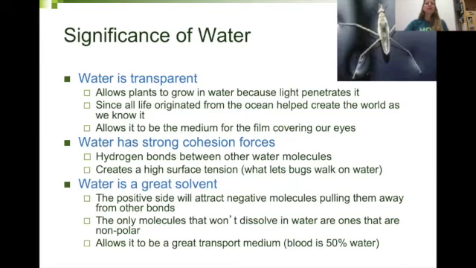It has very strong cohesion forces. So hydrogen bonds between other water molecules allow it to have this strong kind of surface film almost, if you think about it. And that's why bugs can walk on water. It's a great solvent. The positive side will attract negative molecules, pulling them away from other bonds. It's a home wrecker. The only molecules that won't dissolve in water are the ones that are nonpolar, and it allows it to be a great transport medium. Your blood is about 50% water.